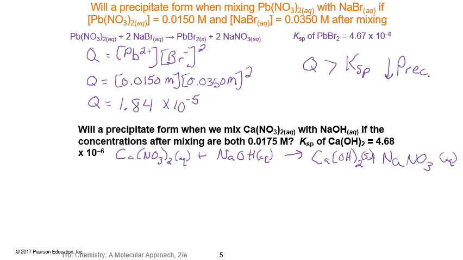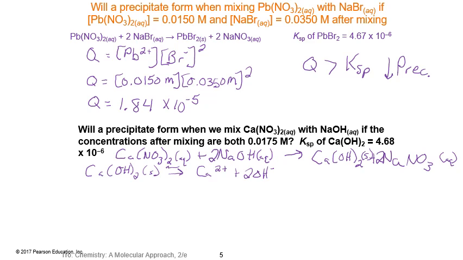Now we need to balance this reaction. And so we have 2 hydroxides, so we're going to need a 2 in front of our sodium hydroxide. That's going to change the amount of sodium, so we need a 2 here, and then our equation should be balanced. So for our KSP, we're looking at calcium hydroxide dissociating to give us calcium 2+ and 2 hydroxides.